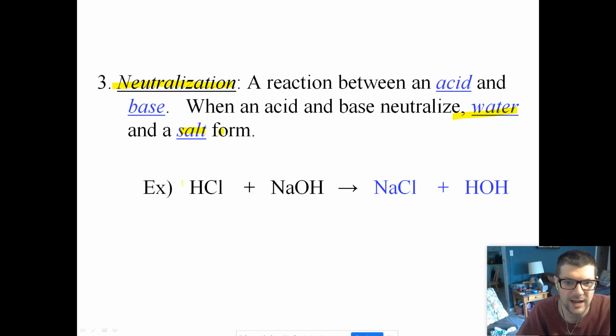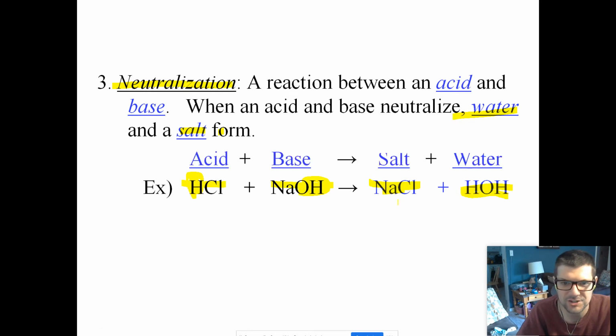So here we have hydrochloric acid, sodium hydroxide. The ions are going to switch places, and when you get hydrogen bonding with hydroxide, oh, that's HOH, that's just water. So that's where you get the water. And then here we would have sodium and chlorine giving us sodium chloride. So that would be a neutralization reaction where you start with an acid and a base, you end up with a salt, and you end up with water.